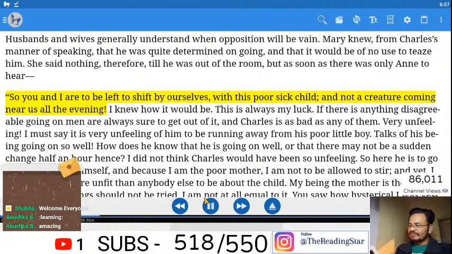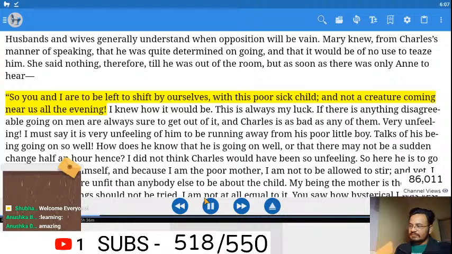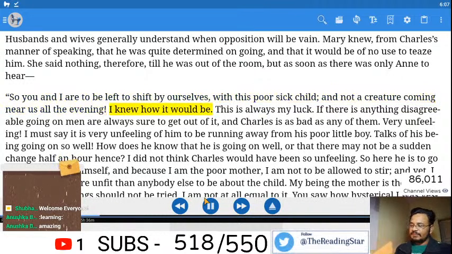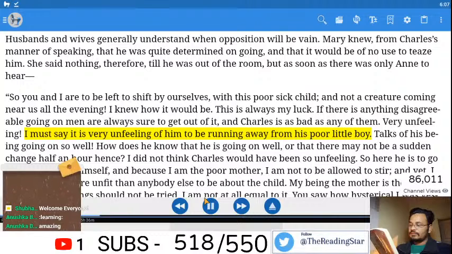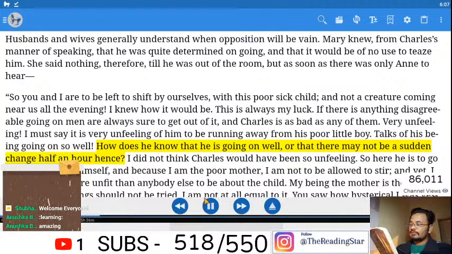"So you and I are to be left to shift by ourselves, with this poor sick child, and not a creature coming near us all the evening. I knew how it would be. This is always my luck. If there is anything disagreeable going on, men are always sure to get out of it. And Charles is as bad as any of them. Very unfeeling. I must say it is very unfeeling of him to be running away from his poor little boy. Talks of his being going on so well. How do I know? I did not think Charles would have been so unfeeling."